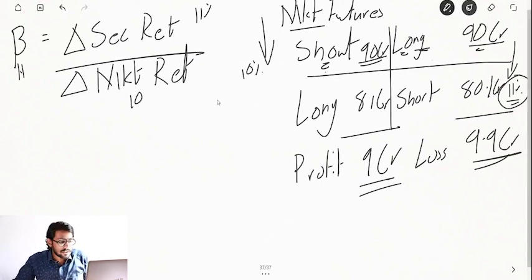So now here you have a profit of 9 crores and a loss of 9.9 crores. Net loss is 0.9 crores.